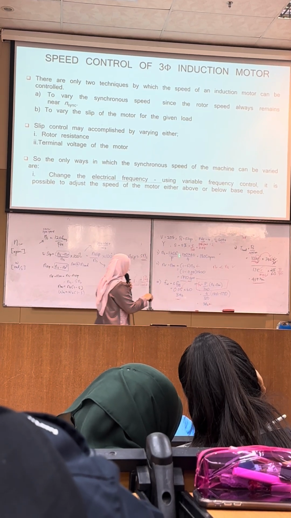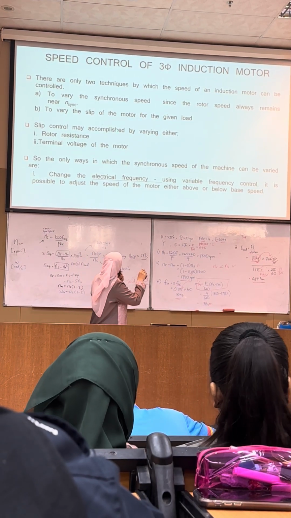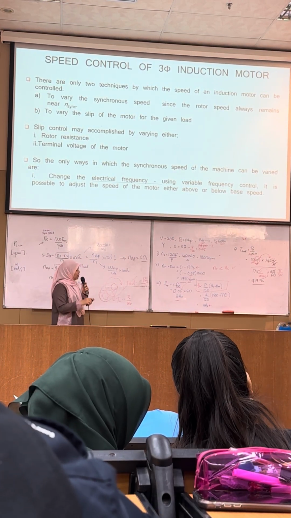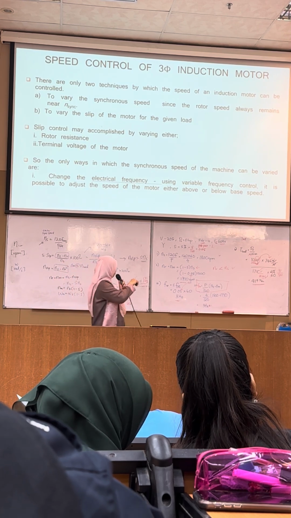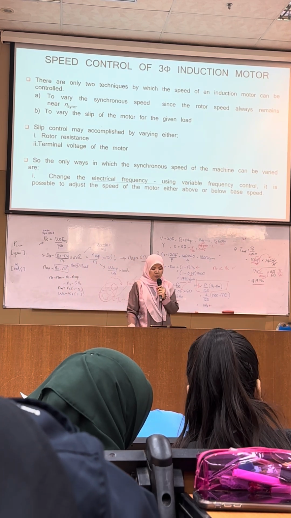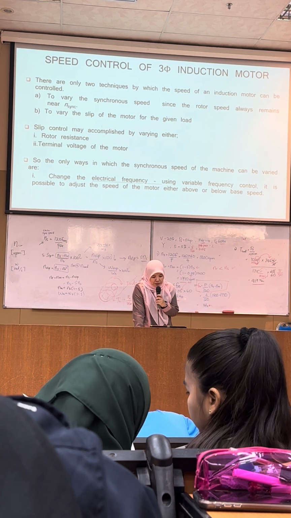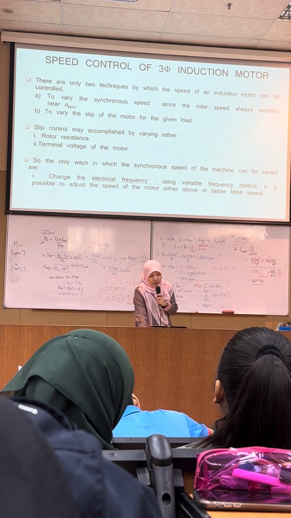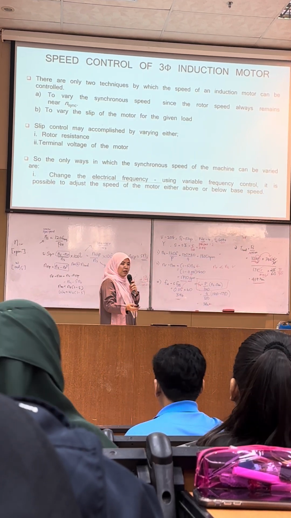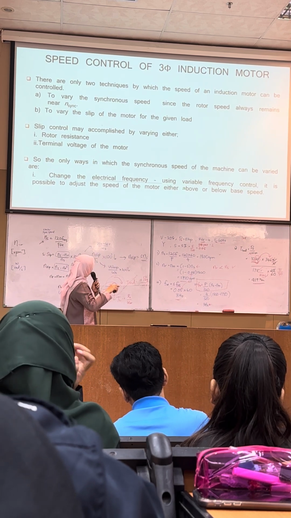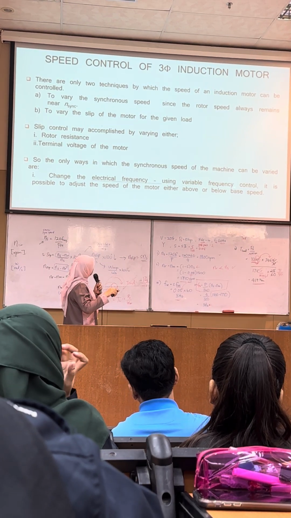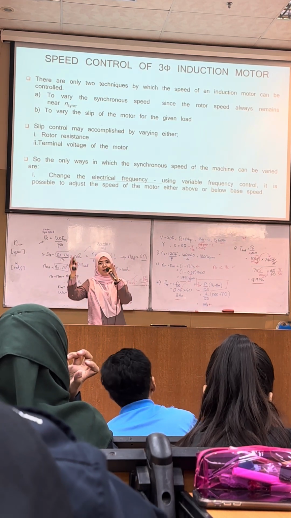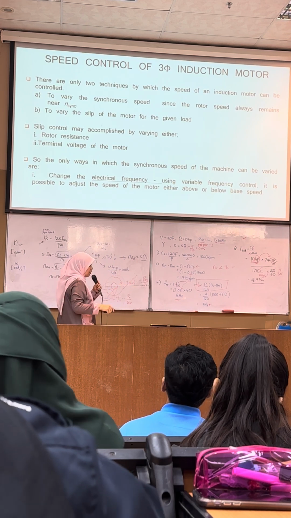And you nak control slip ni macam mana pula? Okay. Slip control may be accomplished by varying either rotor resistance or terminal voltage. Okay, rotor resistance dalam rotor winding tu, or the supply voltage that given to the stator. The only way which the synchronous speed of the machine can be varied is by changing the electrical frequency. Yang ni lah. Changing the electrical frequency by variable frequency control. Actually, it is actually a drive. Antara supply dengan motor tu ada drive. So dekat situ baru boleh dikontrol.